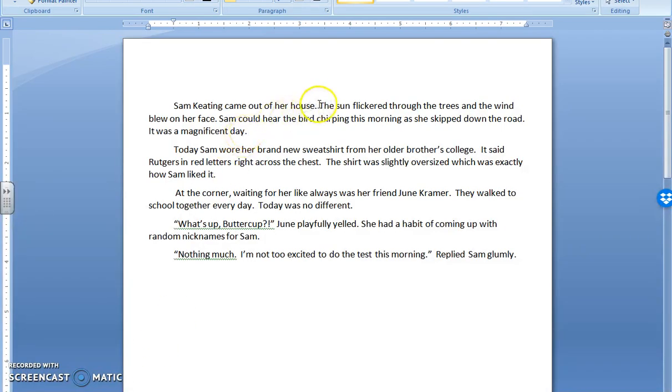I want you to pause the video and read my introduction again. I'm just going to highlight this section right here because I'm going to change this using the power of three. So pause the video, read this, and then resume. Alright, so right now it says Sam Keating came out of her house. It says the sun flickered through the trees and the wind blew on her face. Well, that's kind of a power of two, which isn't very powerful. So we need to add something else there. What could I possibly add? Can I add a third thing?